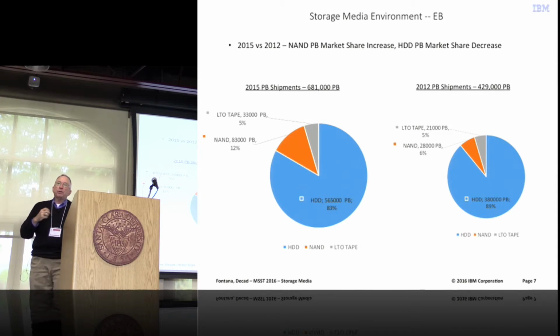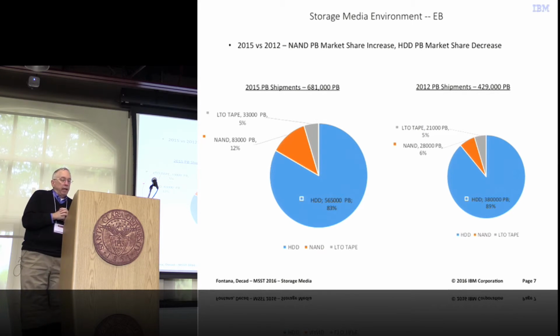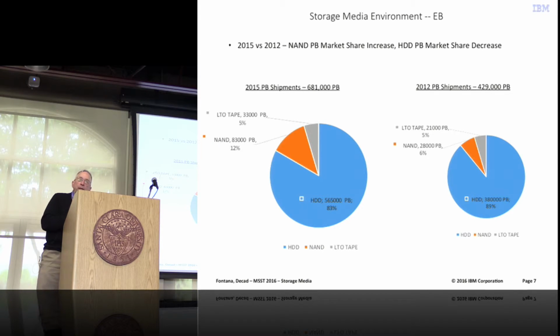So the first comparison is how much did we change from 2012 to 2013, or what changed in this dynamic? What you can see on the right here in a distorted oval is essentially the total petabyte shipments in 2012. There's about 429,000 petabytes shipped. And you notice that LTO accounted for 5% of it and NAND accounted for about 6% of it. If you fast forward to 2015, you see about a 50% growth in petabyte shipments. But you also notice that in this pie now, more of it is occupied by NAND, less of it is occupied by HDD, and LTO or tape has kind of maintained its presence.